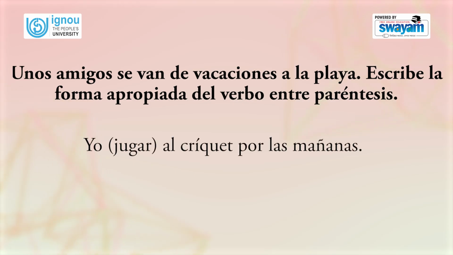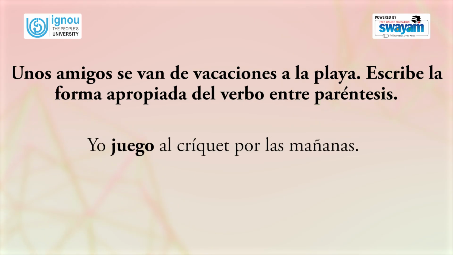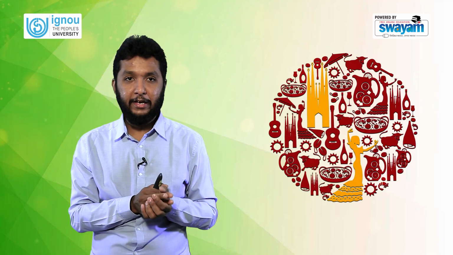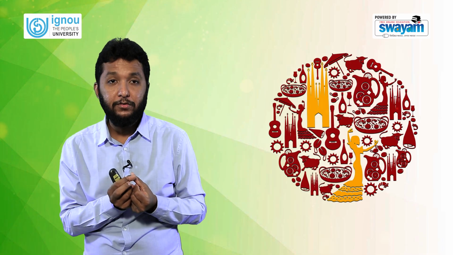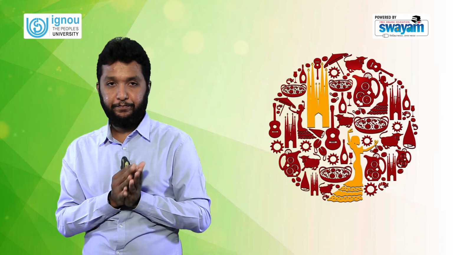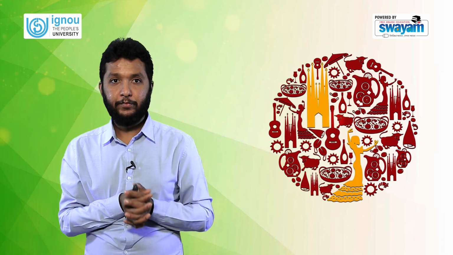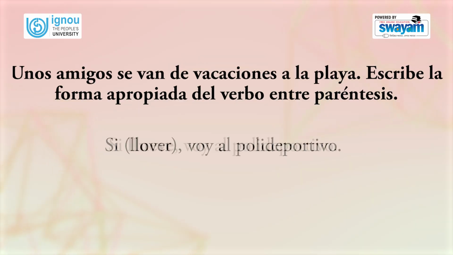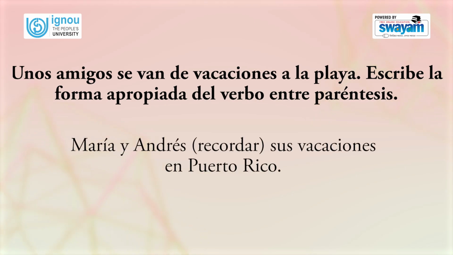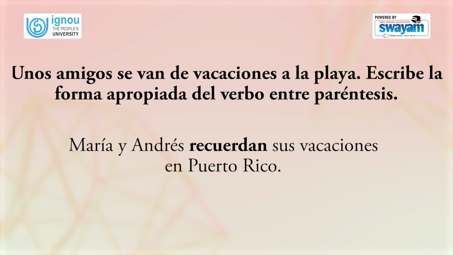Yo jugar al cricket por las mañanas. Now, dear students, it is yo juego al cricket por las mañanas, right? Jugar is another example of these stem changing irregular verbs where the U changes to UE. U cambia a UE. Si llueve, voy al polideportivo. María y Andrés recordar sus vacaciones en Puerto Rico. María y Andrés recuerdan sus vacaciones en Puerto Rico.